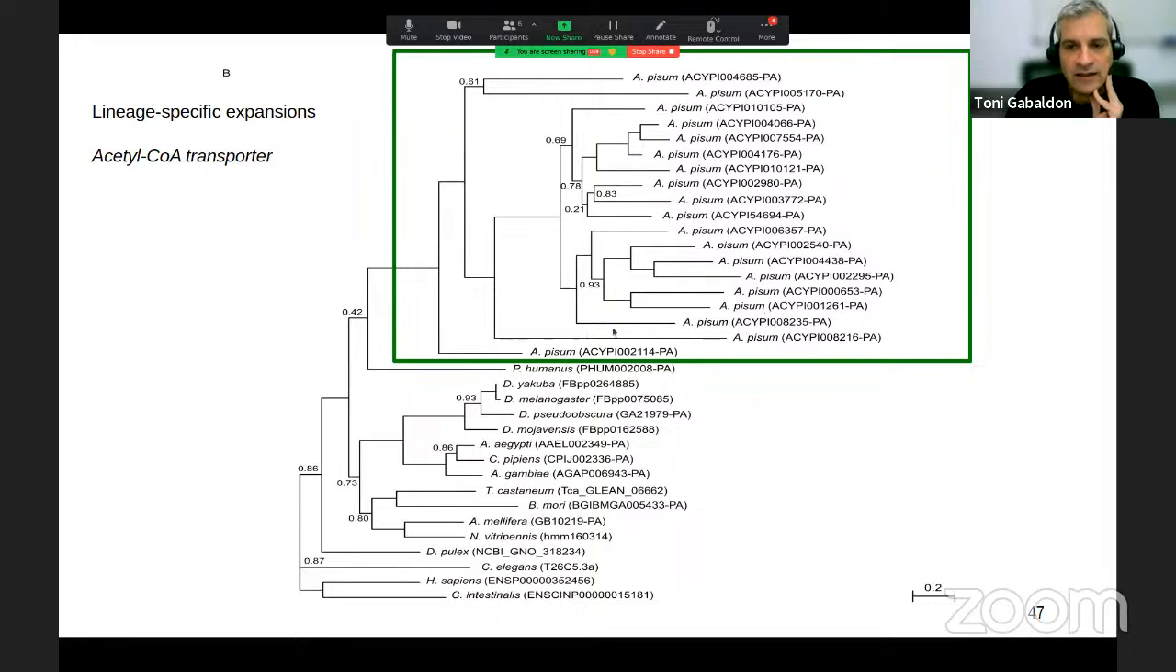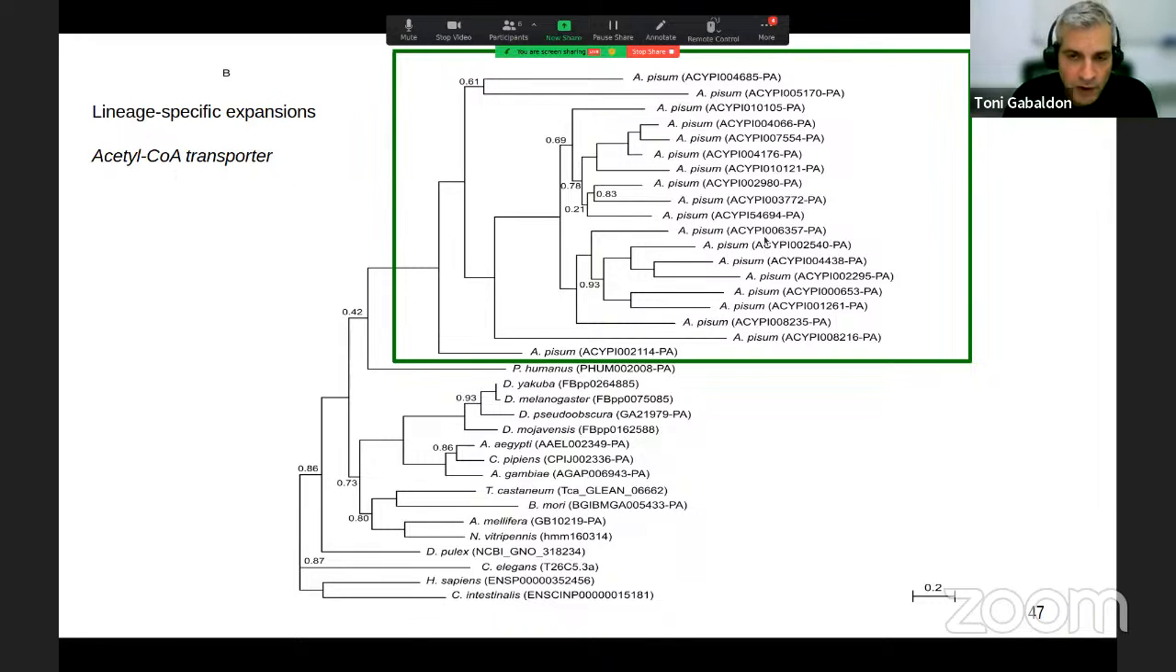So how you can interpret this is difficult to interpret just from the tree, but the tree is telling you that there's been a selective pressure to increase the size of this gene family. And this family, by looking at the function, is a transporter, an acetyl-CoA transporter.